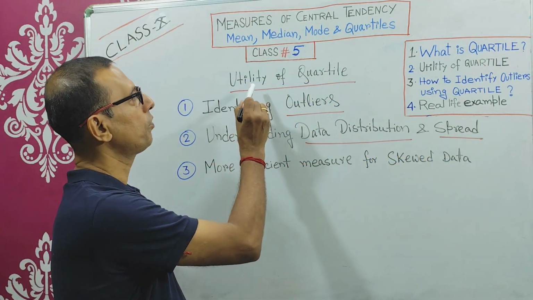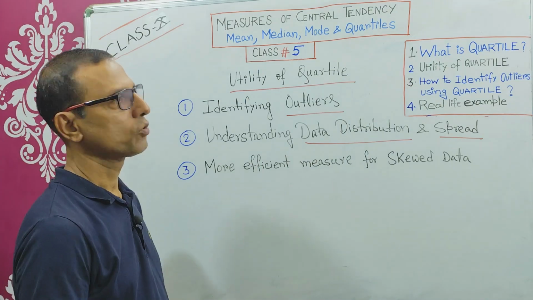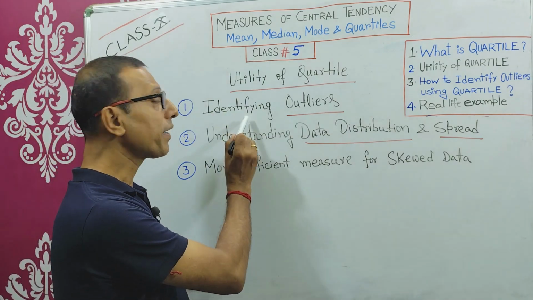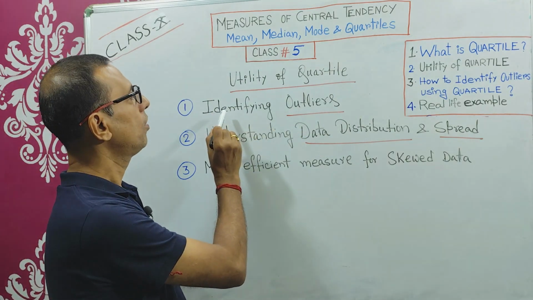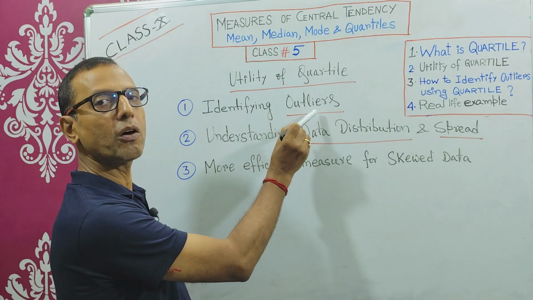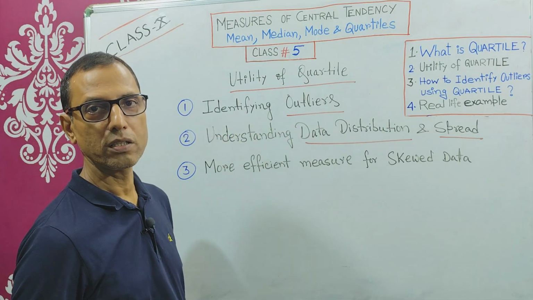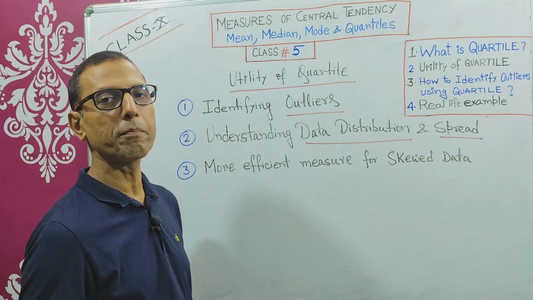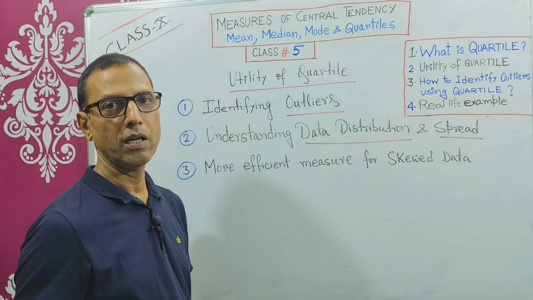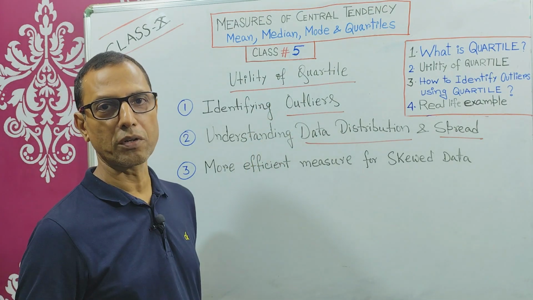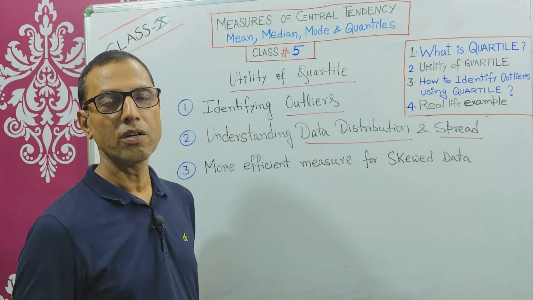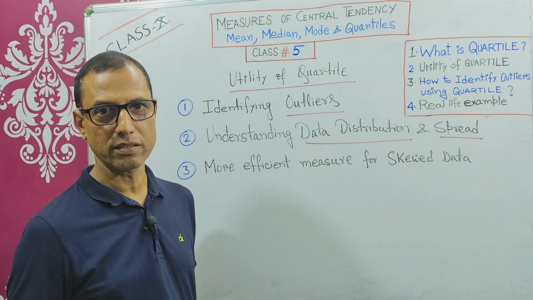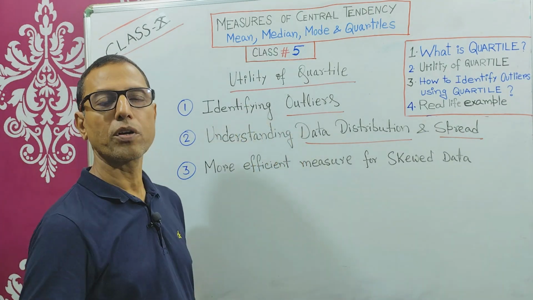Okay, now utility of quartile. We know mean, median, mode. What is the utility of quartile again? Quartile, already I have explained just now how to identify outliers using IQR, Q1 and Q3. So identifying outliers is one of the most important usages of quartile, because eliminating outlier is a crucial step for data pre-processing while you are doing data analysis, or just for your understanding now.